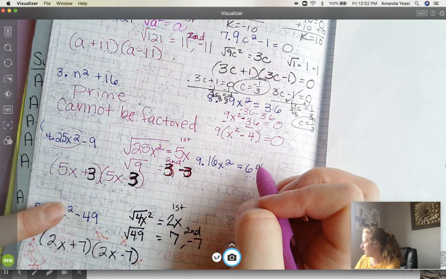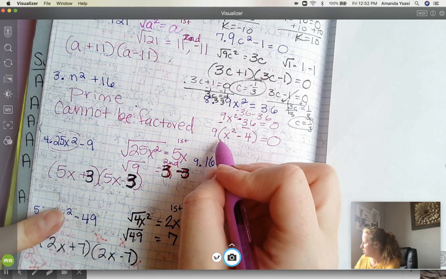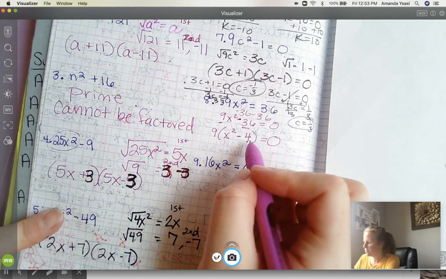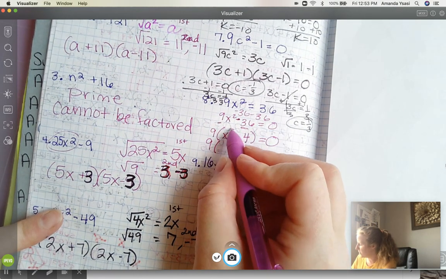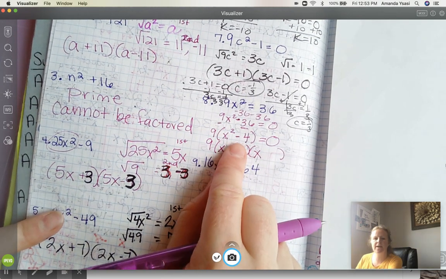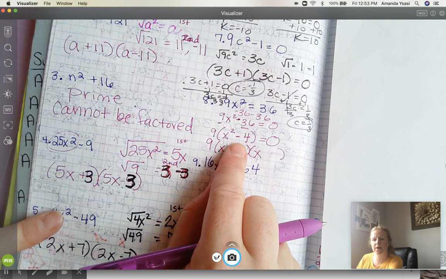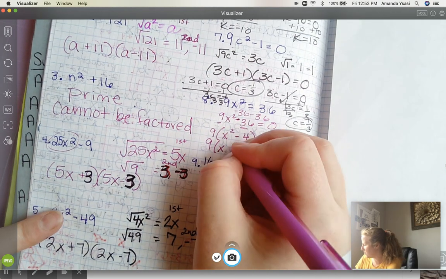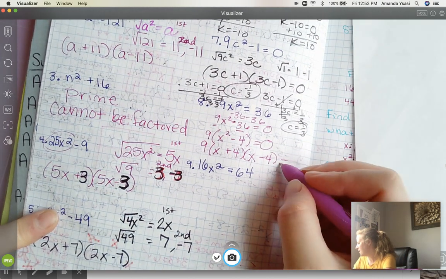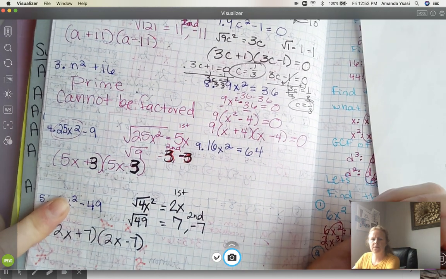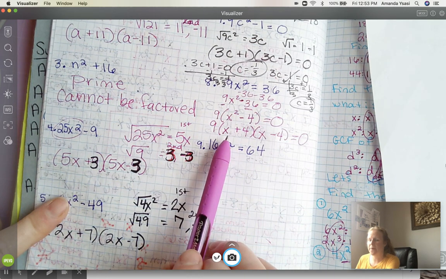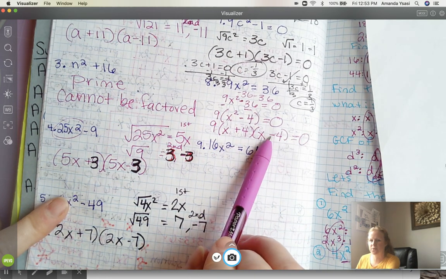So then we have, let's see, this is a squared and this is a squared. The square root of x squared would be x, so that's my first term. And then my second term, the square root of 4 is positive 2. So this is going to be x plus 2 and x minus 2. So it looks like that equals 0. So in this case, this 9 equals 0, that's not a solution. But each one of these is going to be a solution.